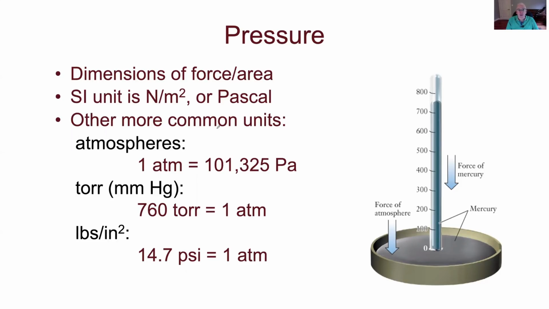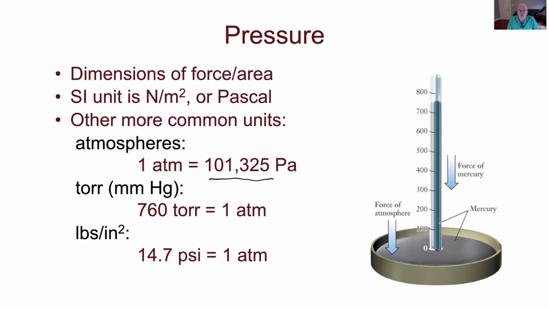That unit gets its own name. It is called Pascal. That's a pretty uncommon unit, honestly. It's just not popular in most areas of interaction with gases. Things we will see more commonly in our course and in this country include the atmosphere, where 1 atmosphere is essentially the nominal pressure of the atmosphere at sea level on a normal weather day, right? Official conversion factor between atmospheres and pascals is this number here. 1 atmosphere is 101,325 Pascal, okay?